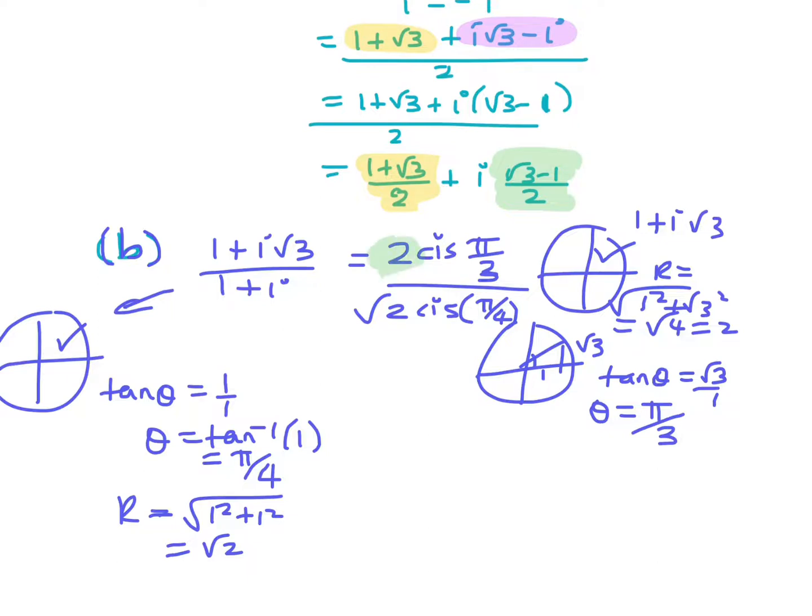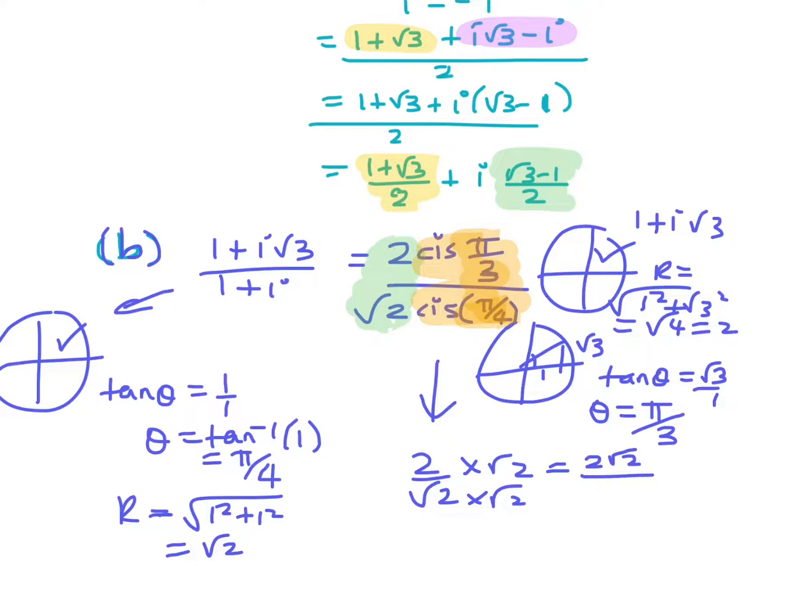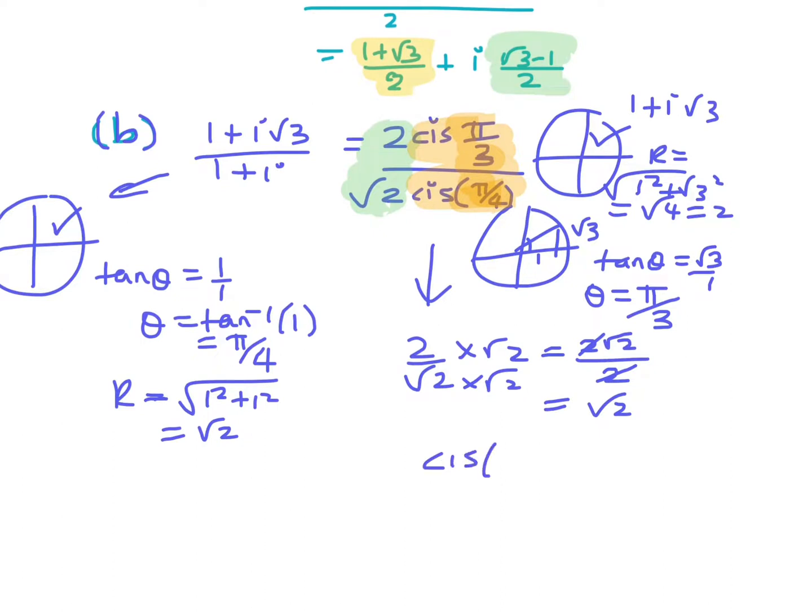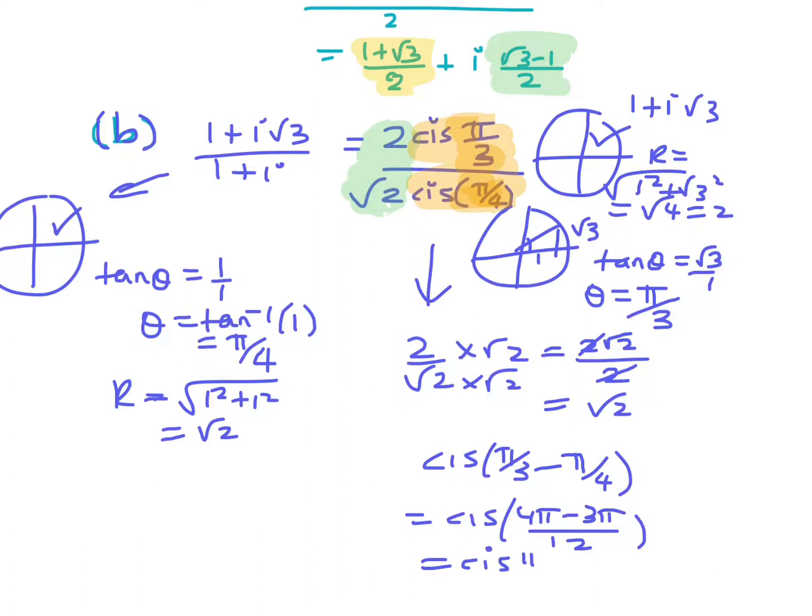Okay, so now what we have to do is simplify the modulus, and then with the arguments, because it is division, we need to subtract. So 2 on root 2, if I just simplify that by rationalising it, you get 2 root 2 on root 2 times root 2, which is 2. The 2s cancel and you just get root 2. And the cis pi on 3, we are going to minus the pi on 4. So that's going to be cis of 4 pi minus 3 pi on 12, which is 4 minus 3, pi on 12.